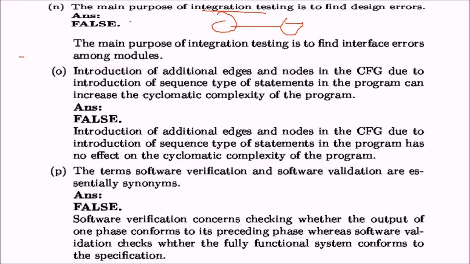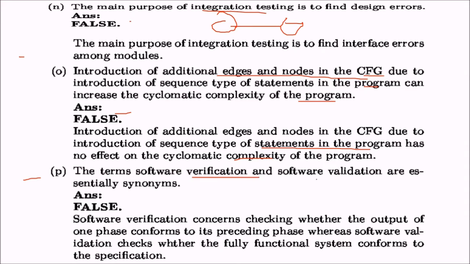O. Introduction of additional edges and nodes in this CFG, that is control flow graph, due to introduction of sequence type of statements in the program, can increase the cyclomatic complexity of the program. Is it true? No, it is false, because if you introduce additional edges and nodes in this control flow graph due to introduction of sequence type of statements in the program, it has no effect on the cyclomatic complexity of the program.